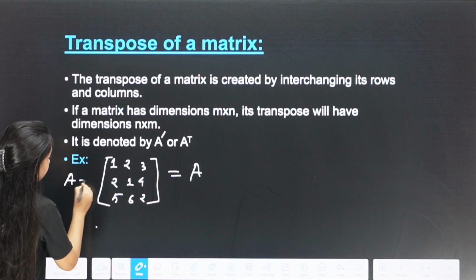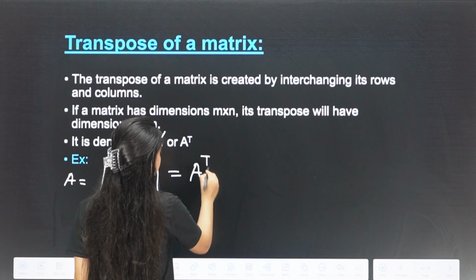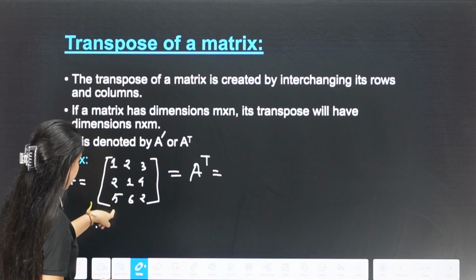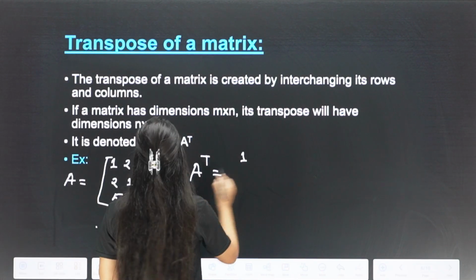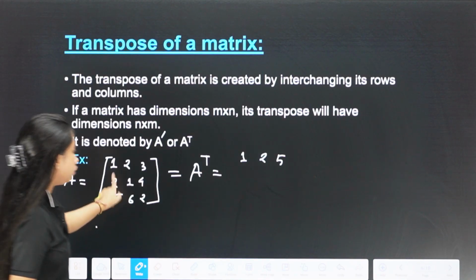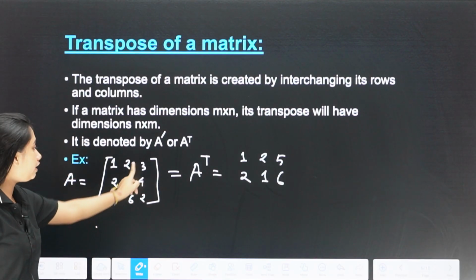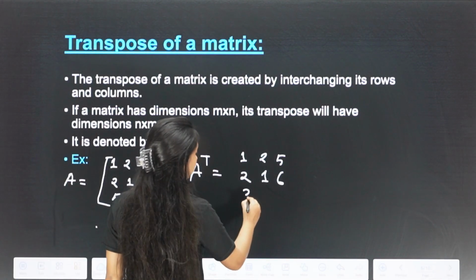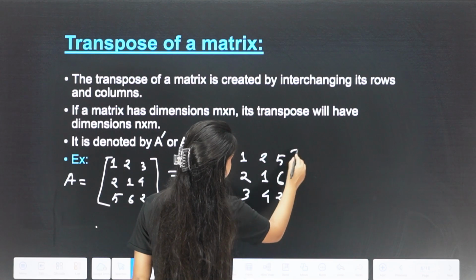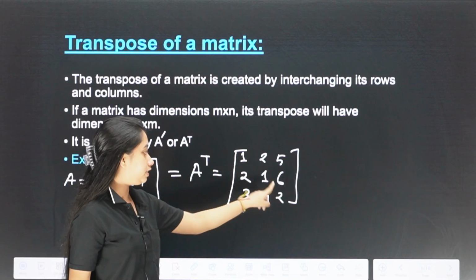Let A be 1, 2, 3, 2, 1, 4, 5, 6, 2. A transpose is just interchanging the columns and rows. Here the first column is 1, 2, 5, so it will be the first row. The second column is 3... wait, the second column is 2, 1, 6, so it will be the second row, 2, 1, 6. The last column is 3, 4, 2, so it will be the third row, 3, 4, 2. So the transpose is 1, 2, 5, 2, 1, 6, 3, 4, 2.